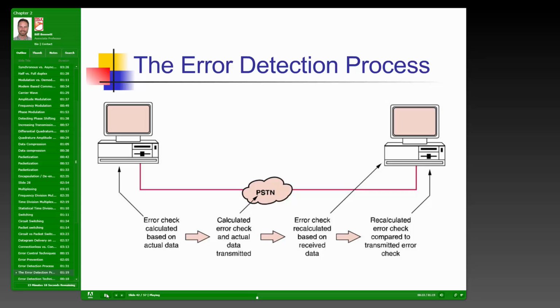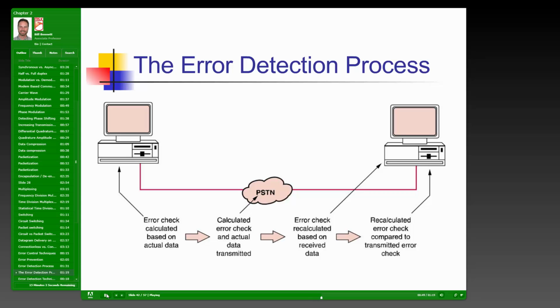So it inserts its result in addition to that message within the frame it's about ready to transmit. So then it goes ahead and transmits the frame. The frame travels through the public switched telephone network there, and gets received on the other end.